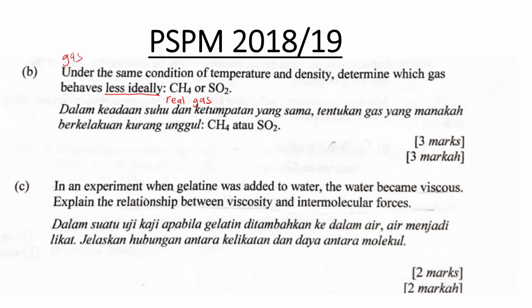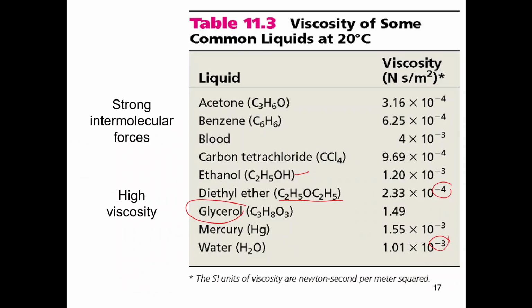Then C. Okay, in an experiment, gelatin was added to water. So gelatin is like jelly. In powder form like that, you put it in water, and then the water will become viscous. Explain viscosity and intermolecular force. Okay, what is the relationship between viscosity and intermolecular force? This is only 2 marks. So before explaining, you mention first what viscosity is. Then mention the relation between the two. Viscosity: it is more difficult for it to flow.